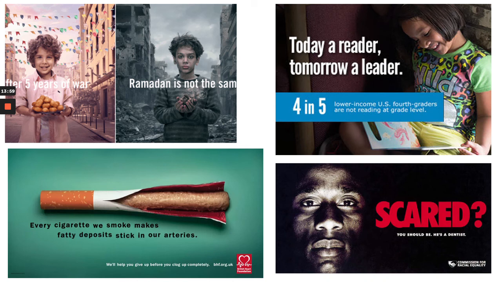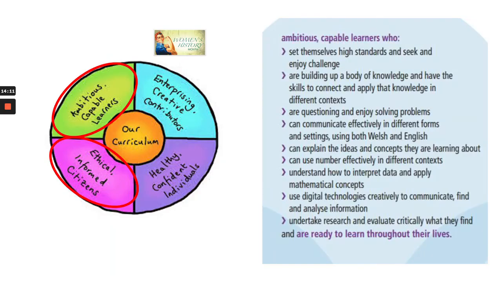Okay, at the start we talked a little bit about the four purposes. What I'd like you to do now is pause me, have a read of the different strands underneath the ambitious, capable learners, and have a think about which couple you think we're focusing on this week. Pause me now.